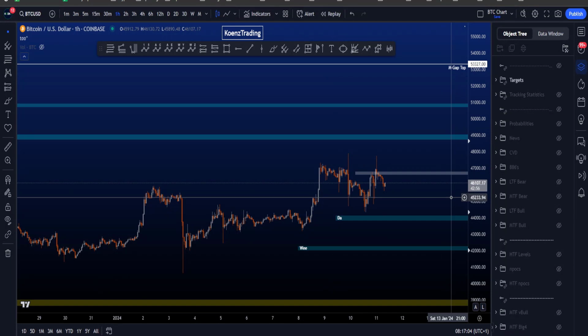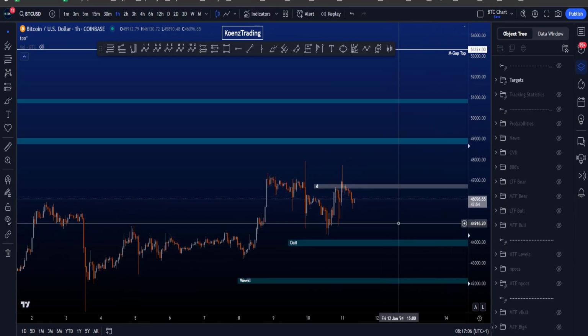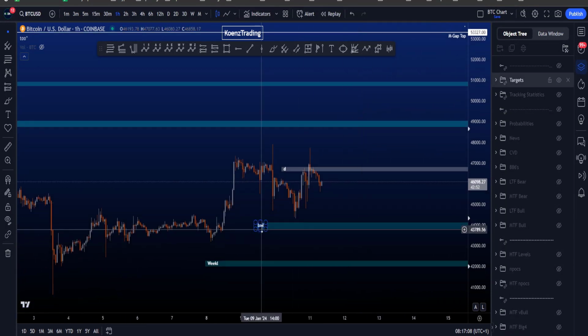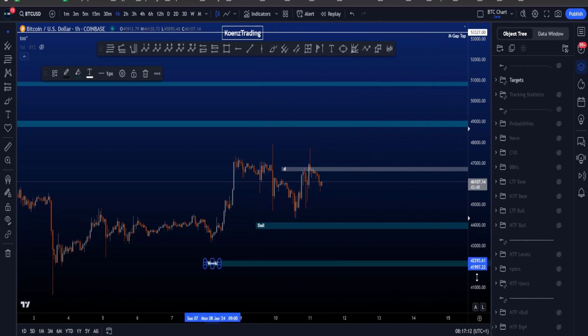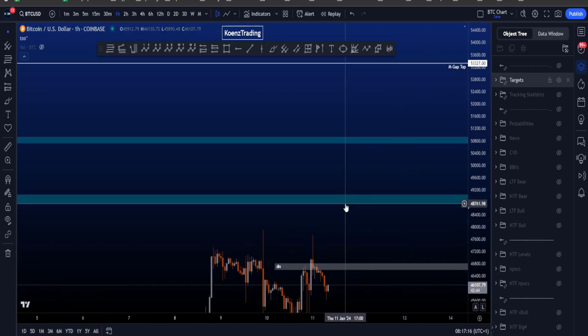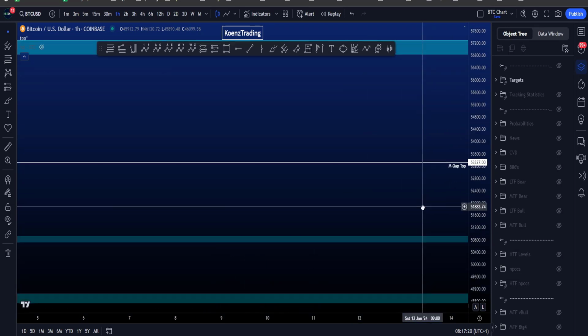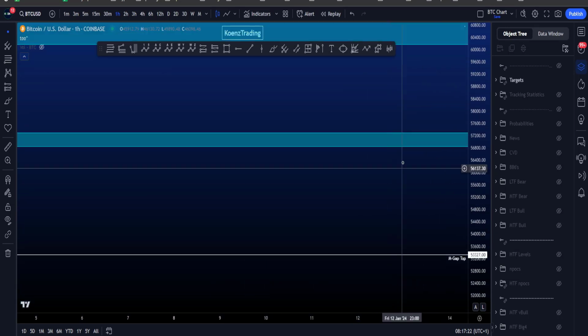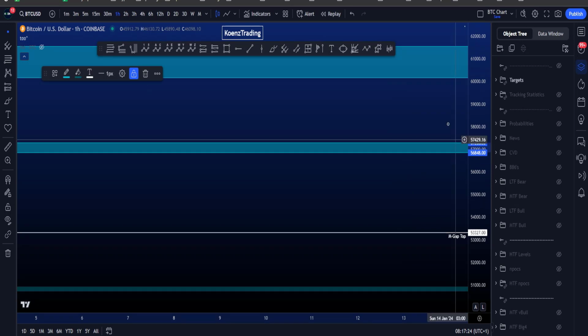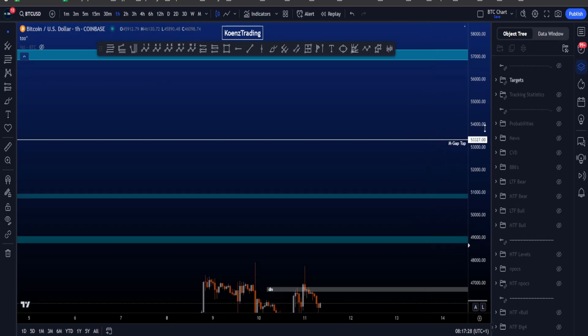And before I go into the probabilities, I also want to show you the resistance and support areas here, where the closest support is 43.8, 44k, then down here 41.9 to 42.3k, and above price we have 48.7, 49k, 50.7, 50.9k, 53.3k, and then over here 56.8, 57.2, and then finally 60.1 to 61.5k.